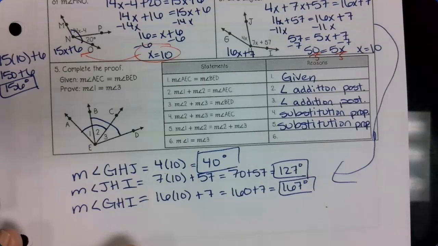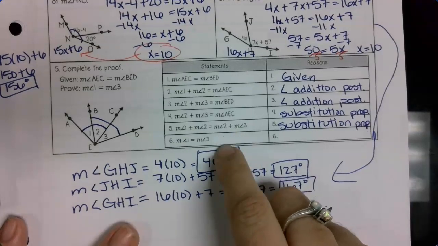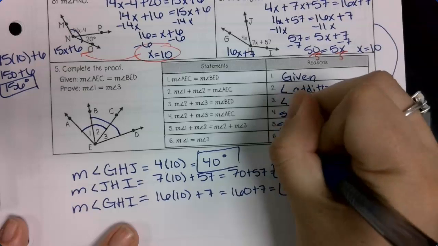Okay, and then my last step, I have measure of angle 1 equals the measure of angle 3. How do I get rid of the measure of angle 2's from step 5? Subtraction.